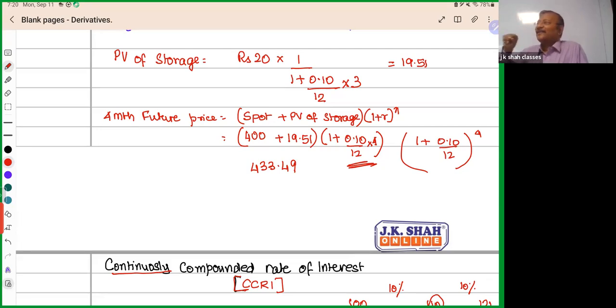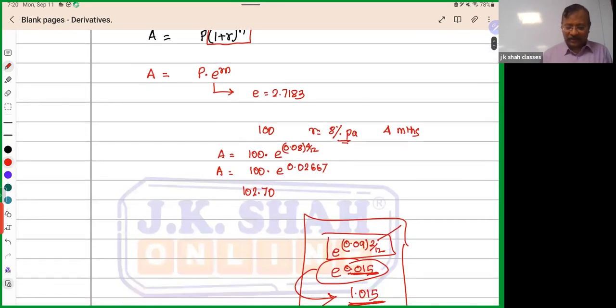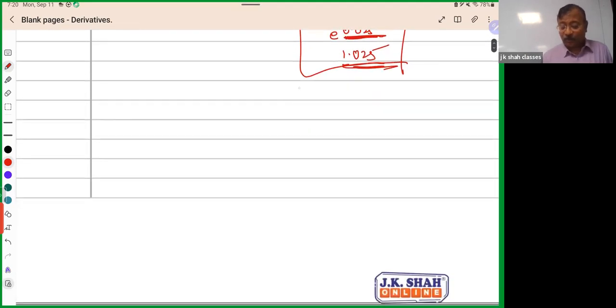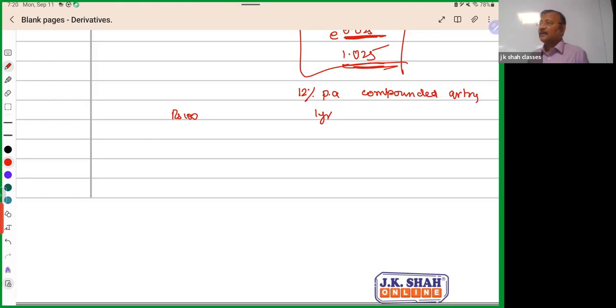Right? Now, suppose I told you 12% per annum compounded quarterly. If you invest rupees 100 today, how much will you get after 1 year? कैसे करोगे?